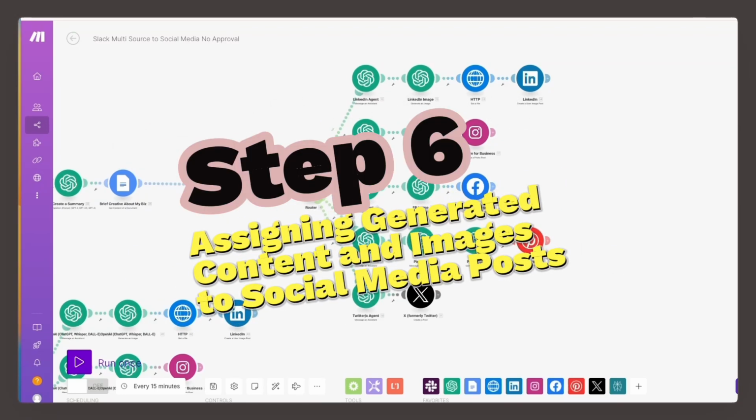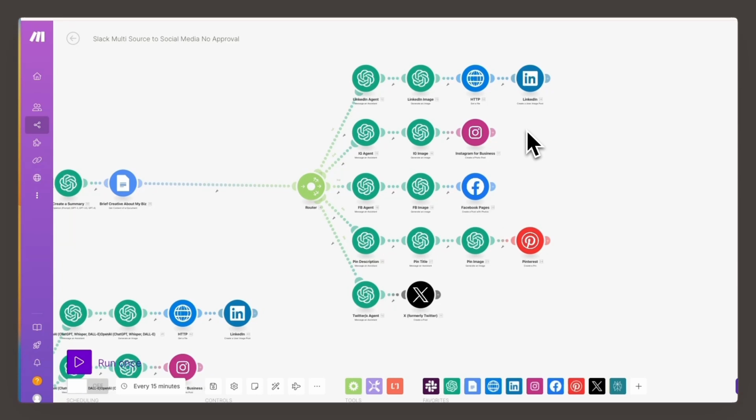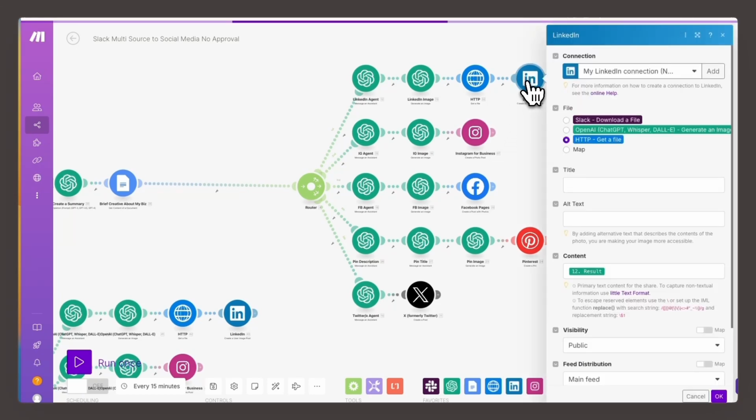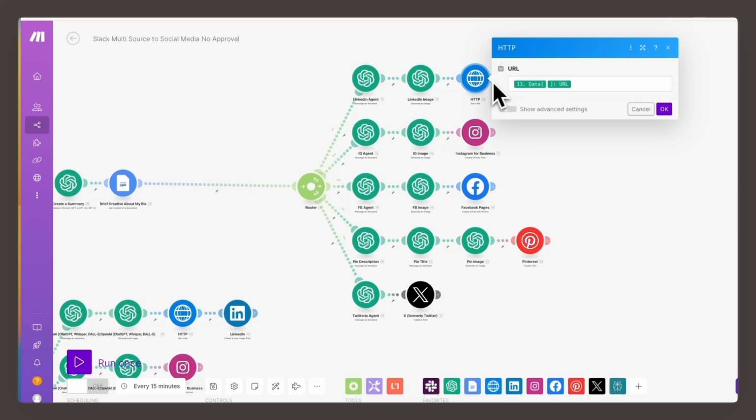Step 6. Assigning generated content and images to social media posts. In this step, we'll assign the content and images generated by ChatGPT agents and DALL-E modules to specific social media post modules. When posting to LinkedIn with an image, it's essential to download the image file from the specified URL, as LinkedIn requires the actual file to be uploaded rather than just a link.